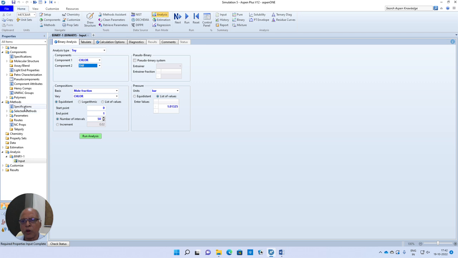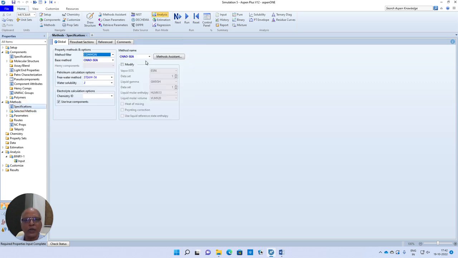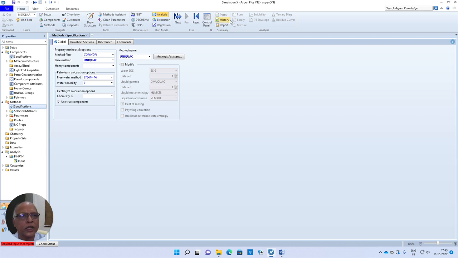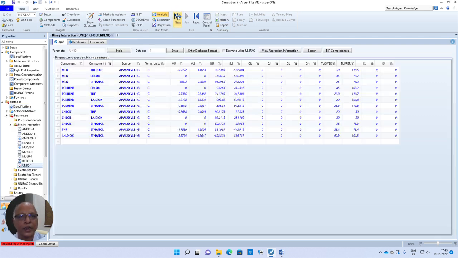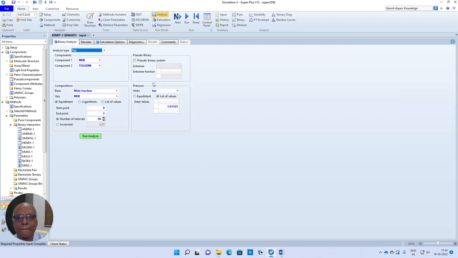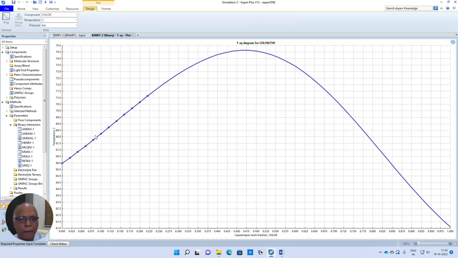But remember, the property methods must be selected appropriately. So instead of Chavo, since these are supposed to exhibit a lot of non-ideality in the liquid phase, let me take something like UNIQUAC for representing the property model for this system. Right? Then once again, next, binary. Now, remember, we have to define properly chloroform, tetrahydrofuran, and chloroform is taken as the basis. Again, you should be able to run the analysis.